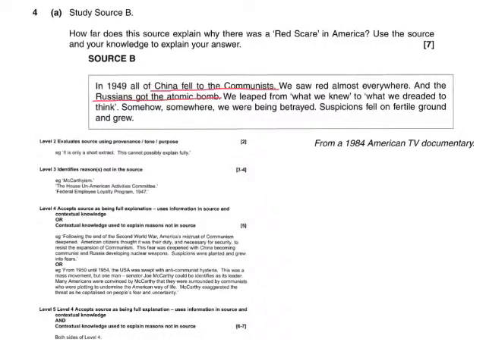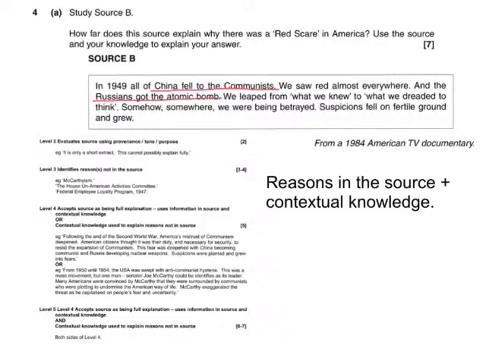So for this part of the question, I need reasons in the source plus contextual knowledge. Now I could get a level 4 for 5 marks by doing the opposite, ignoring the source and giving a different reason for the Red Scare. However, if I do both, I can get level 5. So if I've already done this and I do the second half, I'm going to get 6 or 7 marks. It's up to the examiner to decide whether they're going to give you the full marks or just 6. So really make sure that your contextual knowledge is very precise, accurate and relevant.